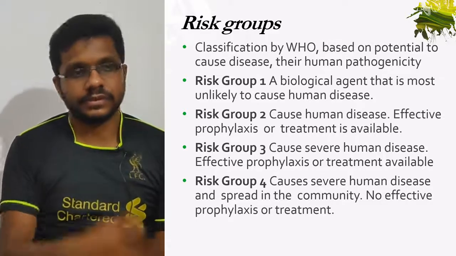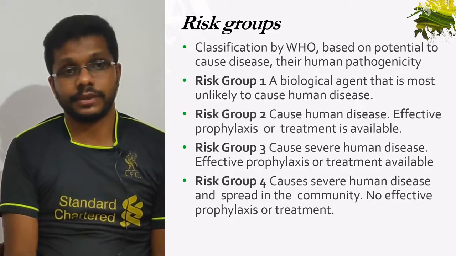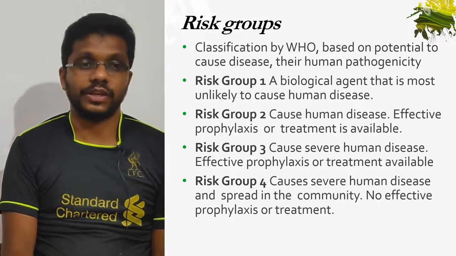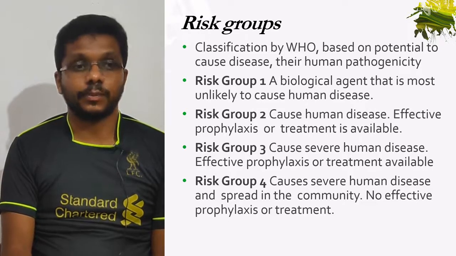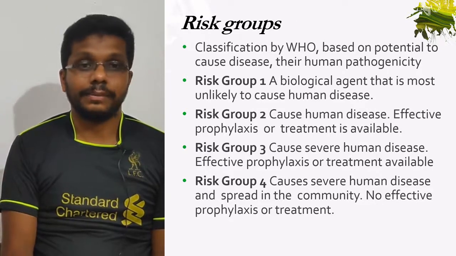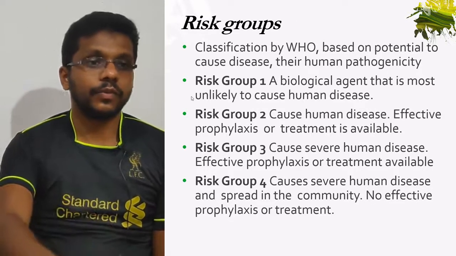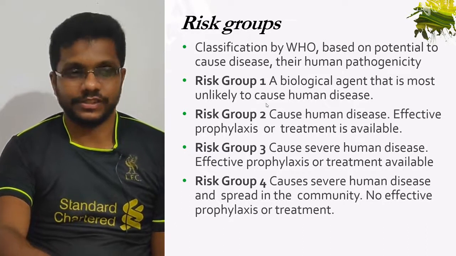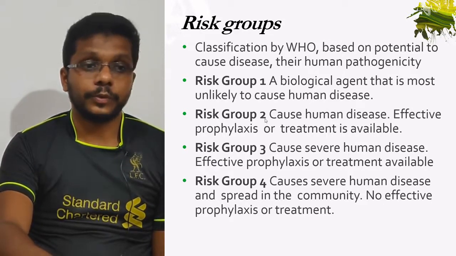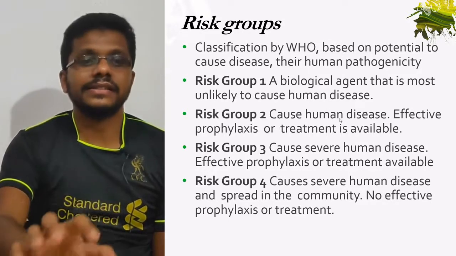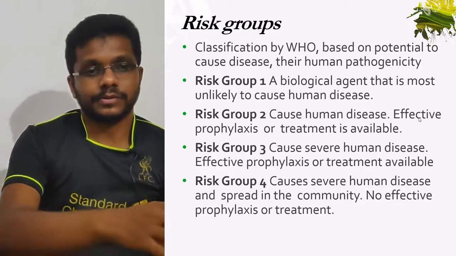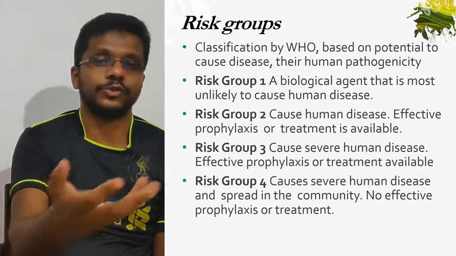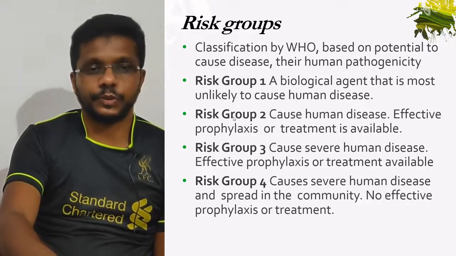They have a regulation from WHO to divide microorganisms into 4 different risk groups based on their potential health hazard and pathogenicity. Risk group 1 are the microorganisms that don't have any known risk, they don't cause diseases. Risk group 2, they cause mild diseases, but we have prophylaxis and treatment. We already have the vaccines or the antibiotics to treat the disease, so that is risk group 2.